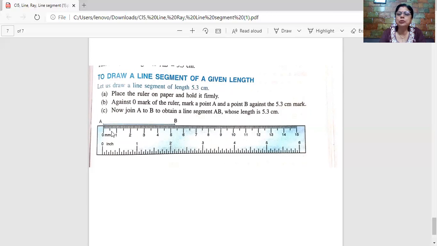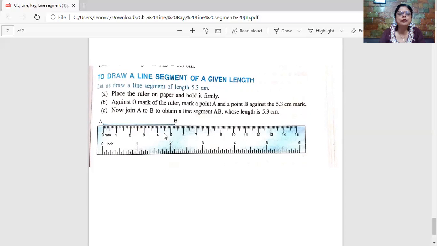After that, we are not going to draw the line yet. We'll have to mark another point B at 5.3. So you hold the ruler firmly, and from 0 you count till 5.3, and you mark a point first and then write B. So we have got 2 points, A and B. Then you use the ruler to join them, which is the measure 5.3 centimeter.